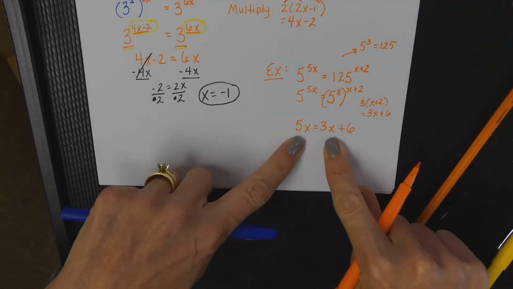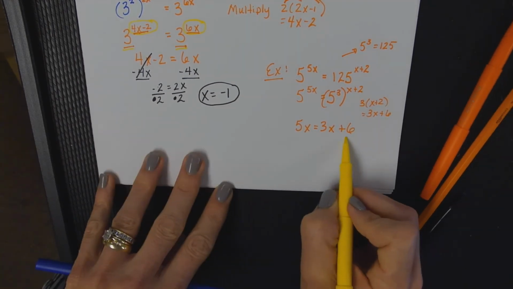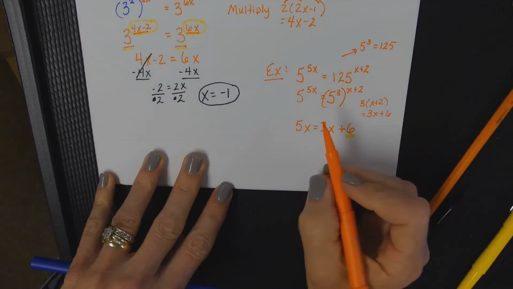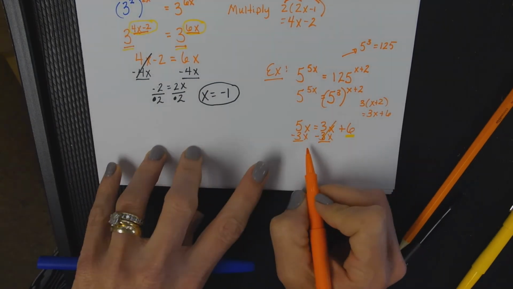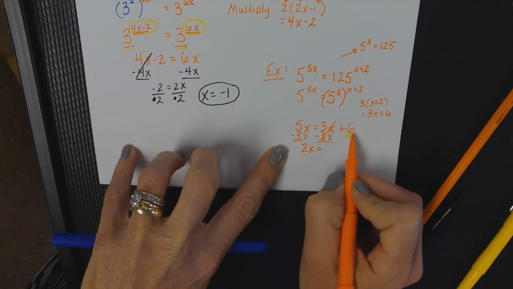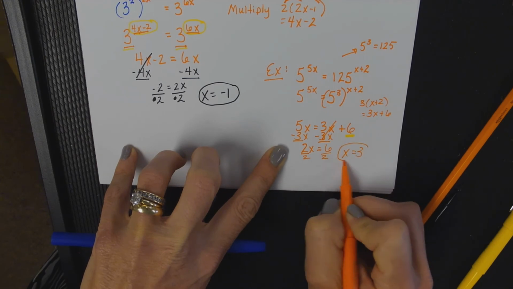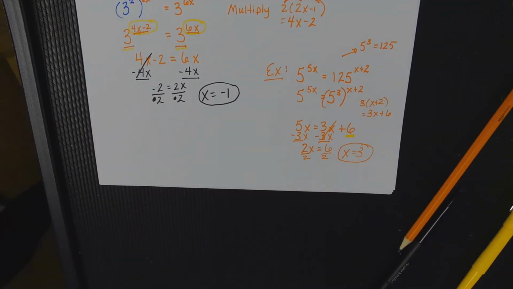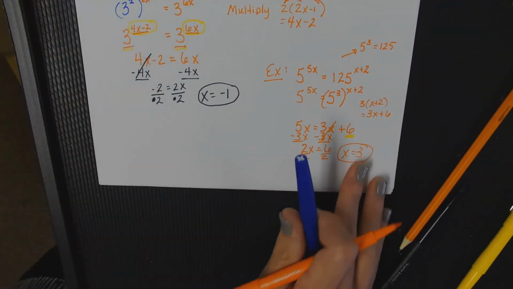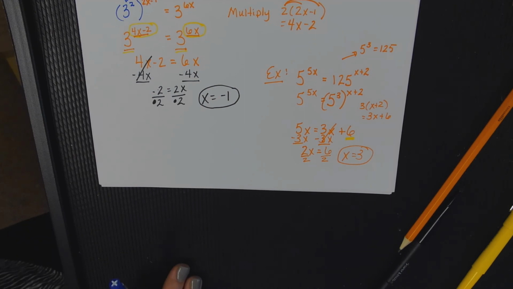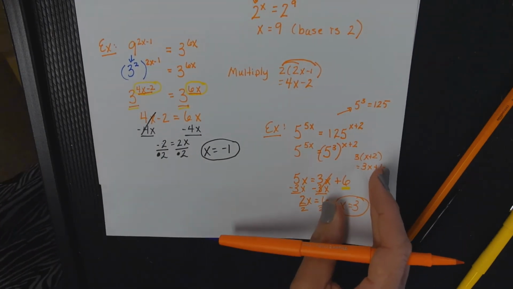So just a refresher on algebra 1. Okay, we got variables on two different sides. I got my number on 1, so I leave this alone. I'm going to subtract 3x here, and 5 minus 3 is what? 2x equals 6, divide by 2, and x is equal to 3. I'll let you write that down.